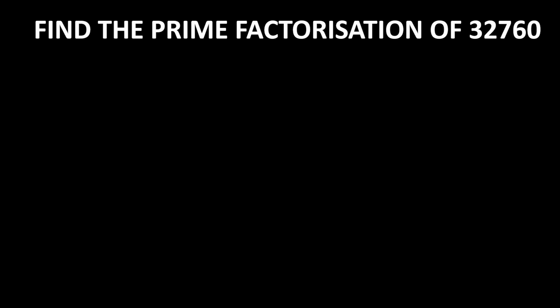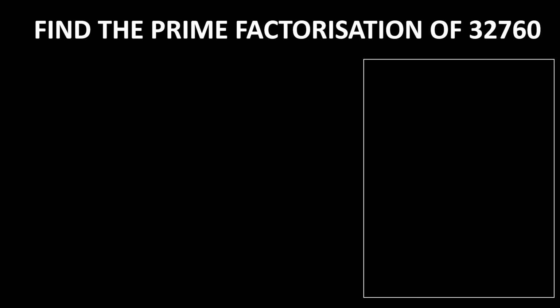So, we will be finding the prime factorization of 32,760. So, let's divide 32,760. Now, over here, we could observe that the units place of this number is 0, which means it is divisible by 2. Let's try to divide it. We are going to get the quotient as 16,380. Now again, this number also has its units place digit as 0, so it is divisible by 2. Let's divide it by 2. We are going to get 8,190.